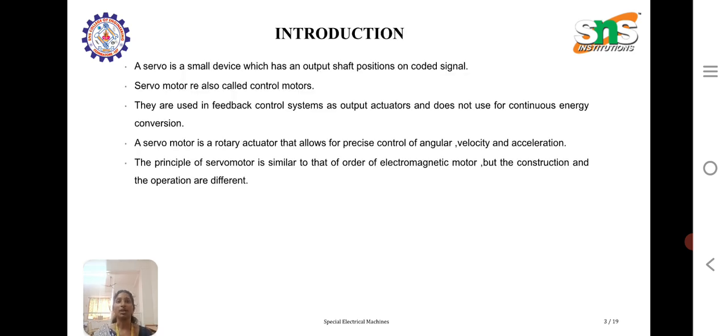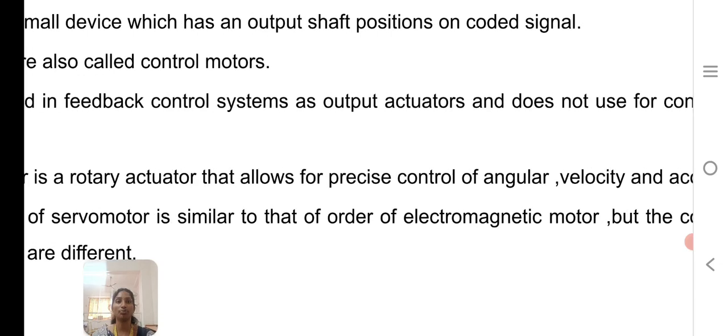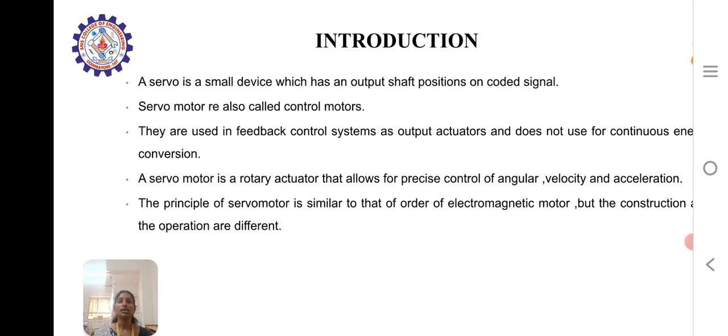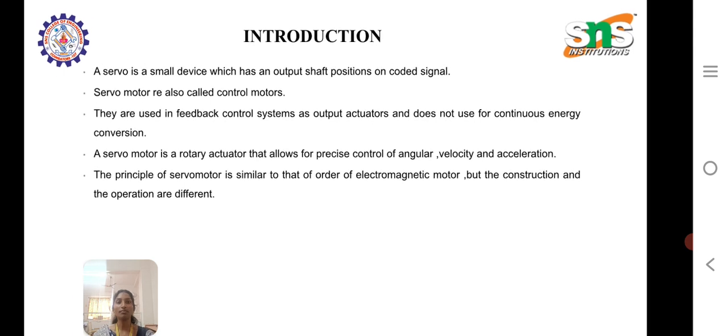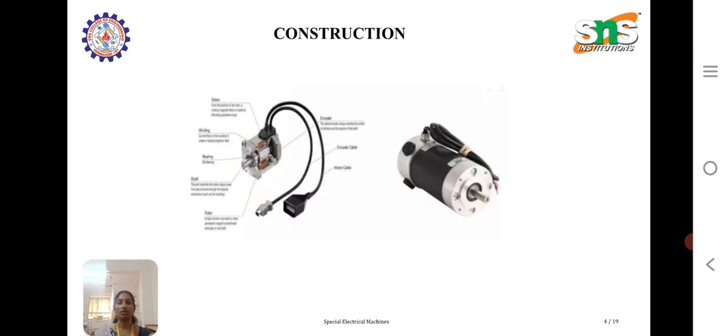Coming to the introduction, a servo motor is a small device which has an output shaft positioned on a coded signal. Servo motors are also called control motors. These are used in feedback control systems as output actuators and are not used for continuous energy conversion. A servo motor is a rotary actuator that allows for precise control of angular velocity and acceleration. The principle of a servo motor is similar to that of an ordinary electromagnetic motor, but the construction and the operations are different. So this is about the introduction of the servo motor.